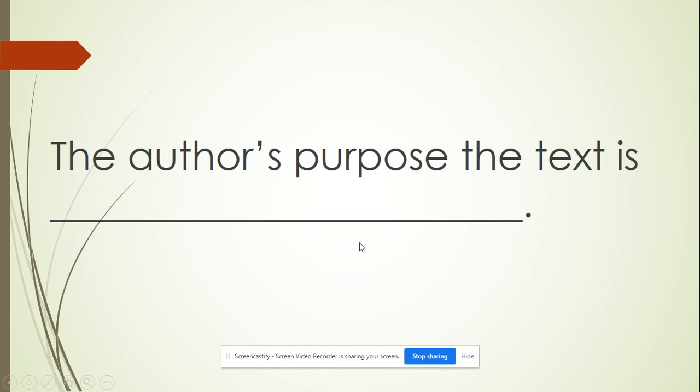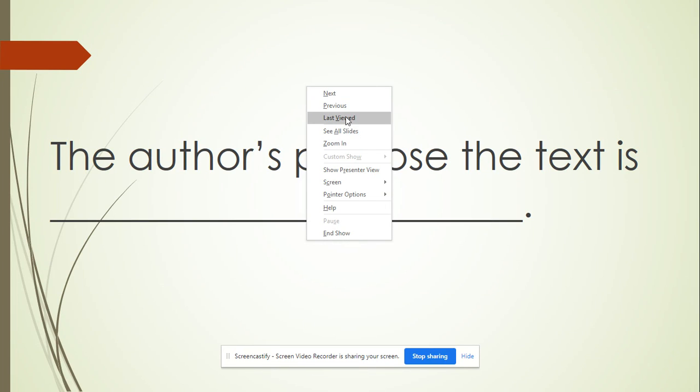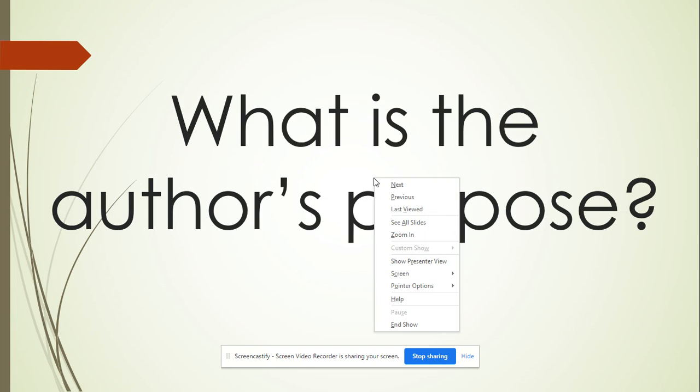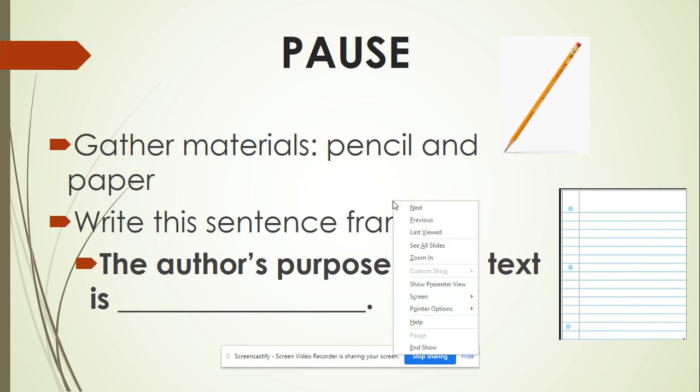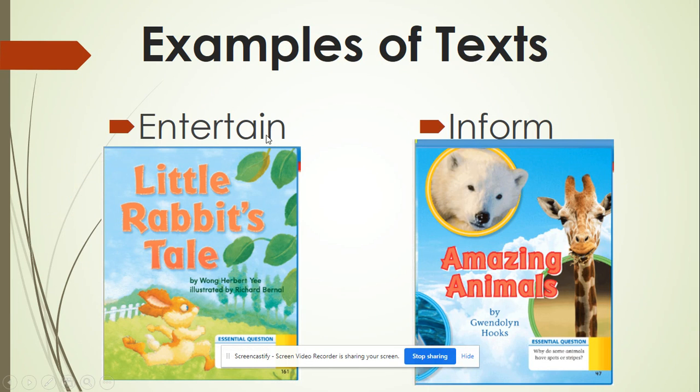Now, what I would like you to do is fill this part in, the author's purpose. I want you to write the author's purpose of the text is either to entertain or the author's purpose is to inform. So I want you to write either entertain on the line or inform. Pause the video when you're ready.